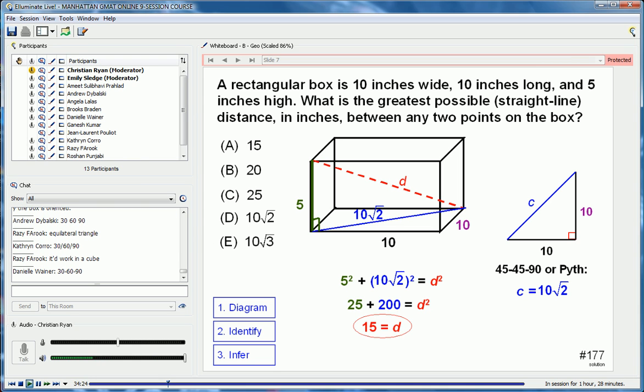The diagonal of a cube in which all sides are of length 10 would give us a diagonal of 10 root 3. So if we weren't in a 10, 10, 5 box, but in a 10 by 10 by 10 box, then in fact the diagonal would be 10 root 3.